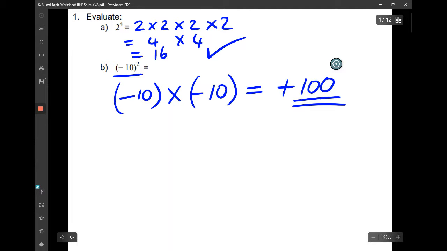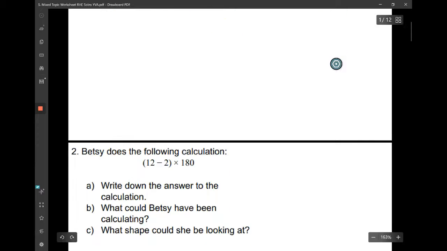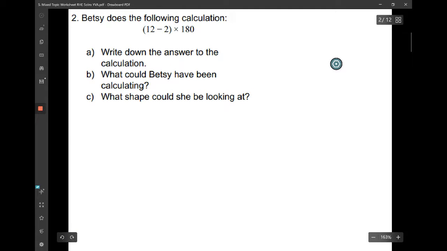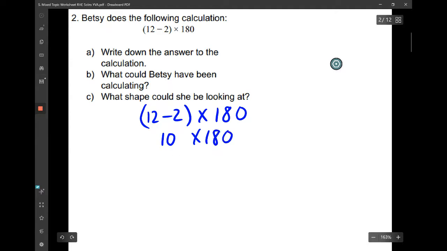100. Okay, next question. Betsy does the following calculation. Write down the answer to the calculation. Well, 12 minus 2 is 10 times 180 is going to be 1,800. So 10 times 180 equals 1800.